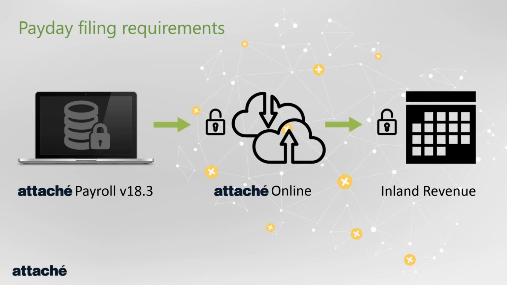So again, we're encouraging our clients to get upgraded to 18 and then 18.3 once it's out, and then set up Attaché Online and make sure that data is flowing forwards and backwards before they start trying to do some Payday filing. So that's the basics of Payday filing. It's a bit of a quick overview, for those of you who have New Zealand payroll sites, hopefully you know a bit more about it now and where we're at with the Attaché implementation.